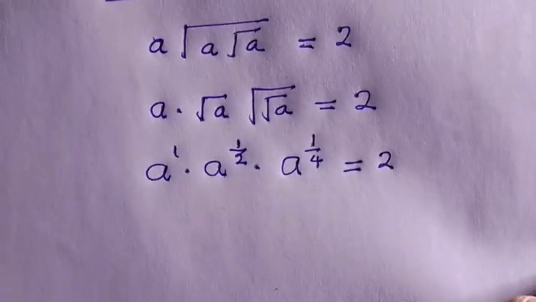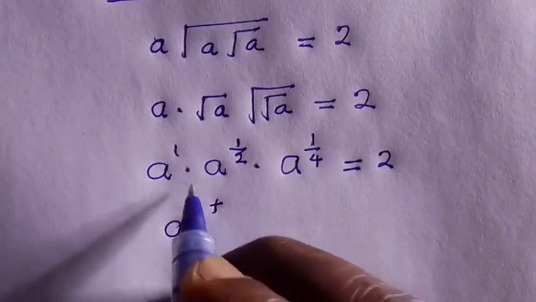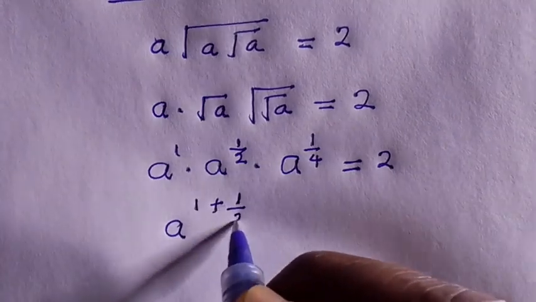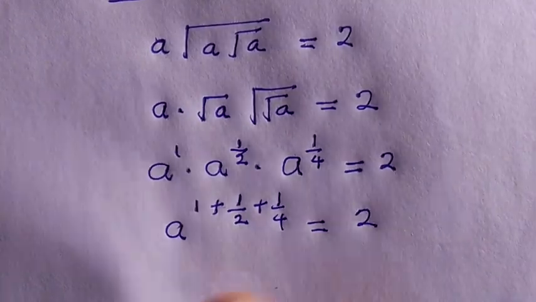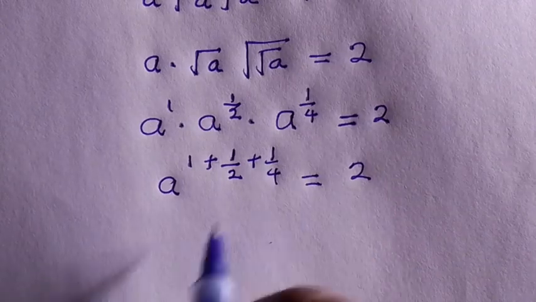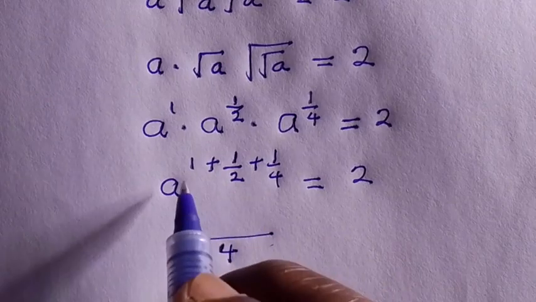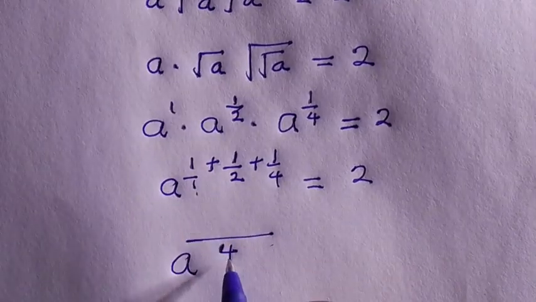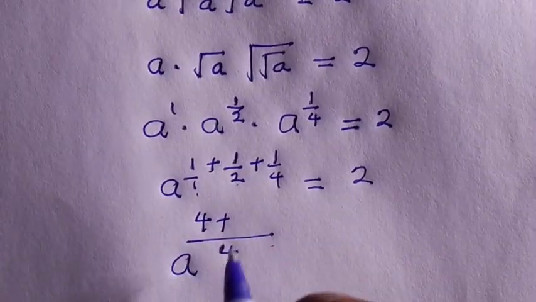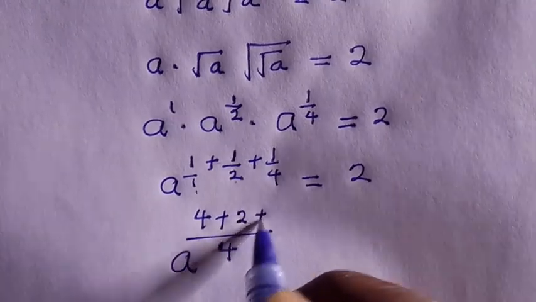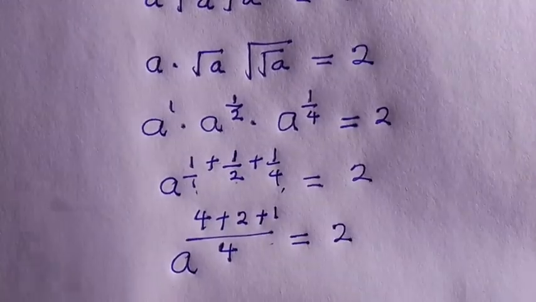Then we apply the rule of indices: multiplication changes to addition, so we have a to the power of 1 plus 1 over 2 plus 1 divided by 4 equals 2. From here, the LCM at this stage is 4. 1 over 1: 4 divided by 1 is 4, times 1 gives 4, plus. 2 in 4 gives us 2, 2 times 1 gives us 2, plus. 4 in 4 is 1, 1 times 1 is 1, equals 2.